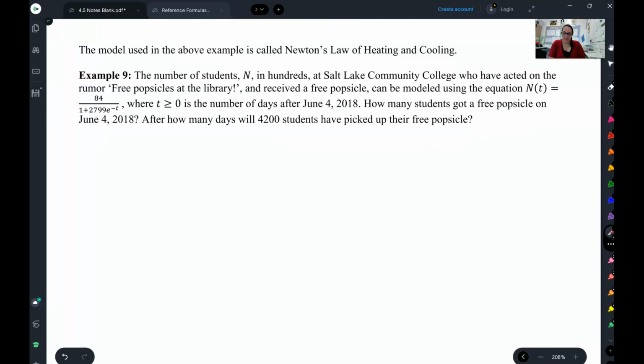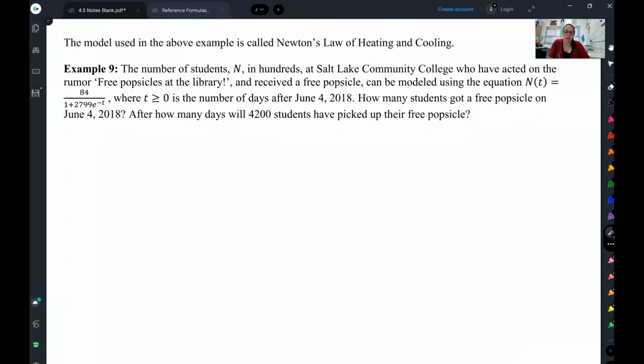Last example of the day. This one is not a logarithmic problem, it is actually an exponential problem. And it's a very special type of exponential problem called a logistic equation. So, let's talk about this one.